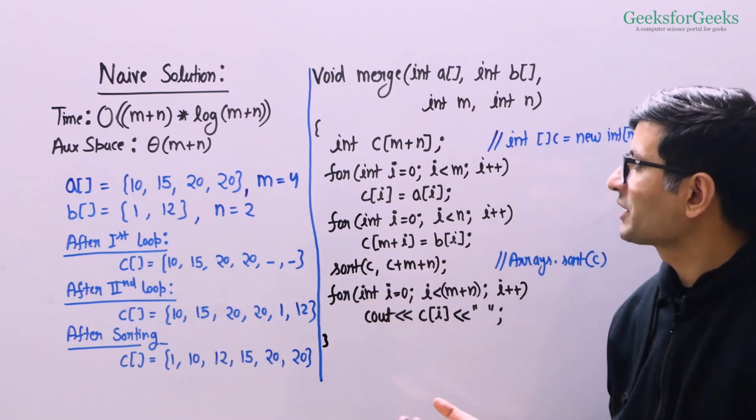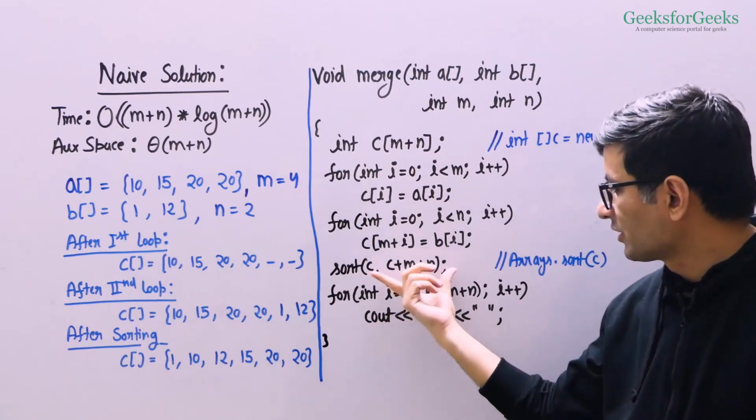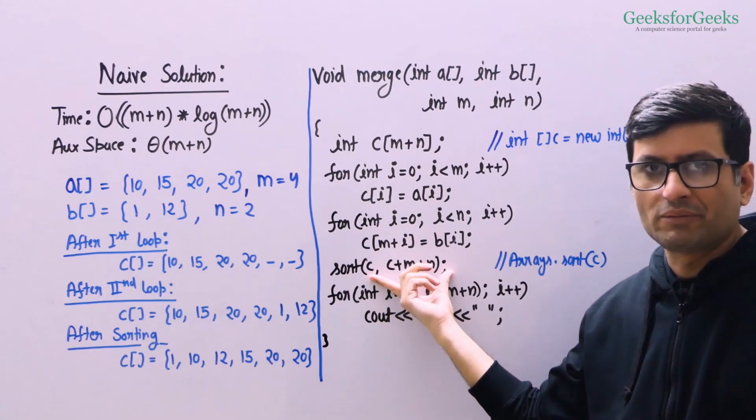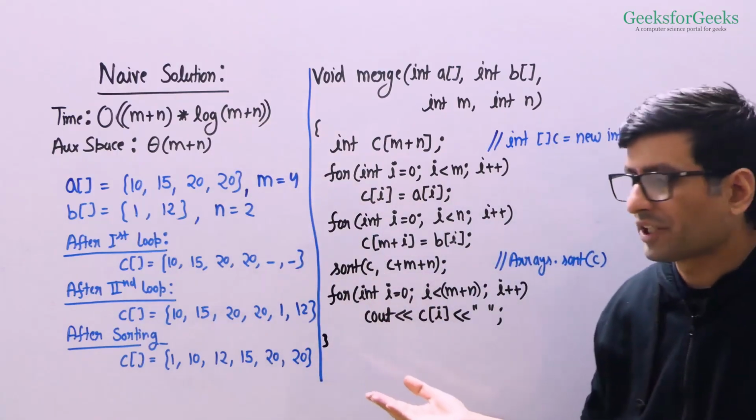Now what is the time complexity of this? See, you are sorting an array of size M plus N. So this is the majority of the time taken by this algorithm, which is M plus N into log M plus N because of the sorting algorithm.